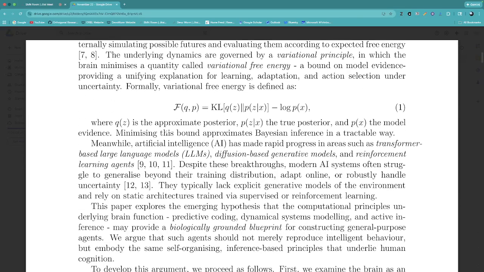Minimizing this bound approximates Bayesian inference in a tractable way. So this is the bound that we're talking about. Meanwhile, artificial intelligence has made rapid progress in areas such as transformer-based large language models, diffusion-based generative models, and reinforcement learning agents. So these are all kind of relevant things.